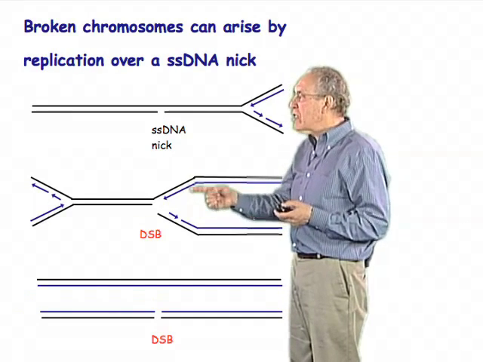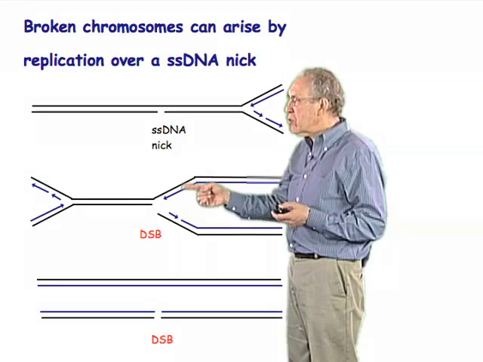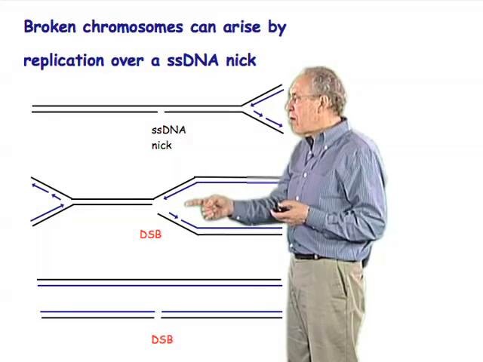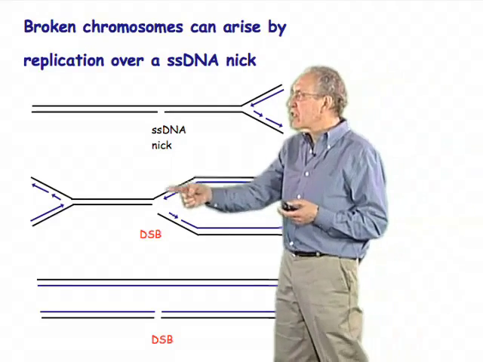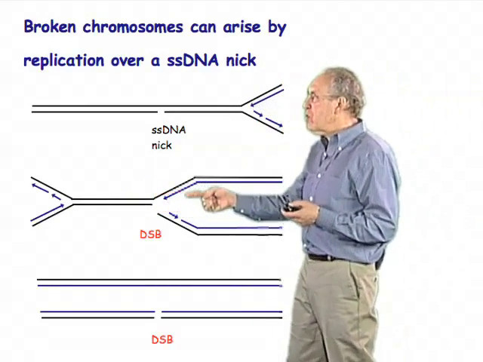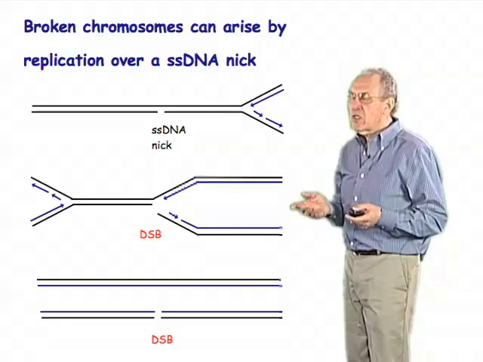This is now one DNA molecule, Watson and Crick, and as the replication comes to this point, it cannot progress beyond this nick. And as the replication fork then comes from the other side to this point, what one ends up with is a double-strand break.